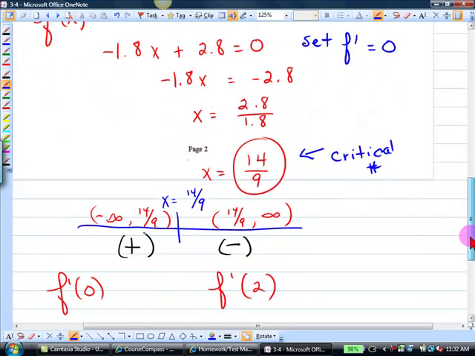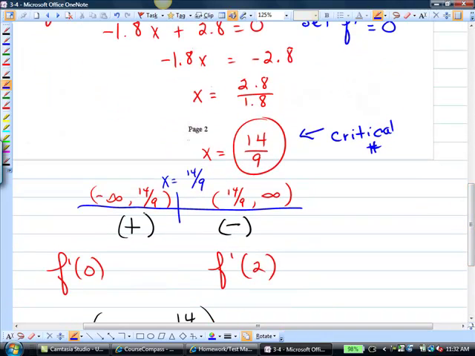So we'll draw our little chart, and we have x equals 14/9 in the middle. Define your intervals. On the left of it, it's -infinity to 14/9. On the right of it, it's 14/9 to +infinity. And then we're going to check some numbers. You're not going to be plugging in fractions. You're going to pick whole numbers to plug in. To the left of this, let's pick 0. To the right of it, 14/9 is not quite 2, so we'll pick 2. When you test those numbers in the derivative, you get a positive and a negative.